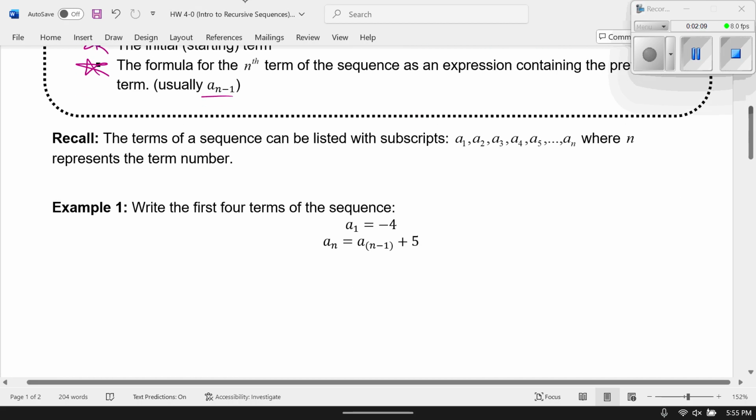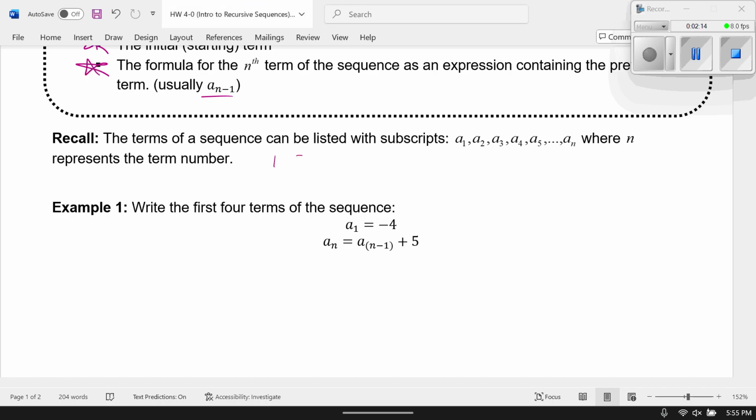Now, do remember that if we have a sequence such as 1, 3, 5, 7, and so on, I have A sub 1, A sub 2, A sub 3, A sub 4. And I'm saying sub because it represents the subscript. You can't just say A4. Let's talk about how we use recursive formulas to find the sequence. Now we have our starting term and we have a pattern. It's two parts. This is how I know it's recursive.